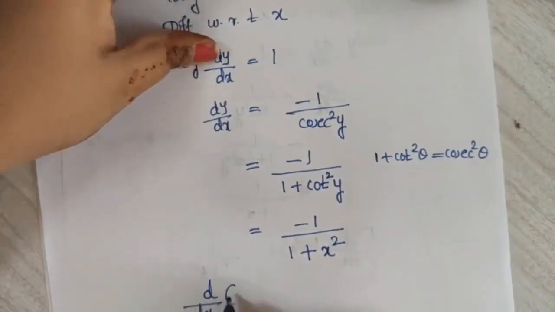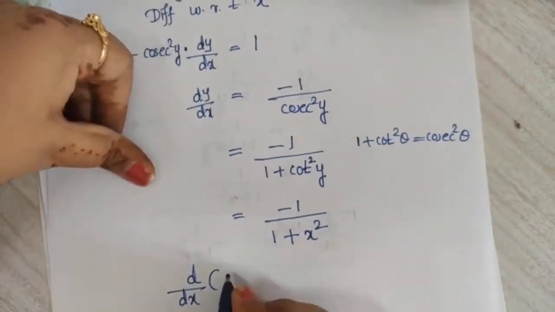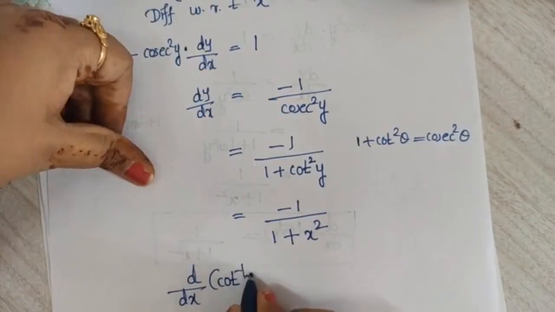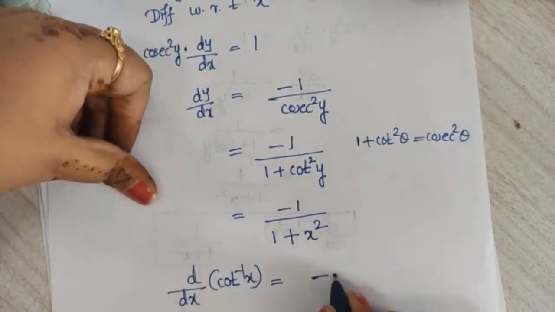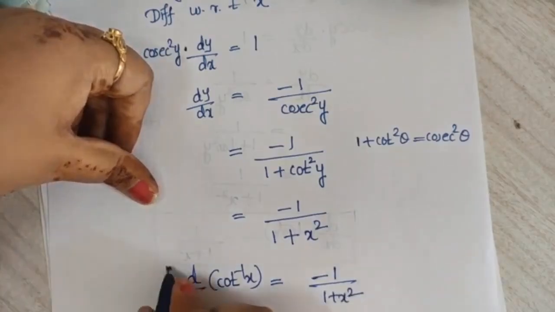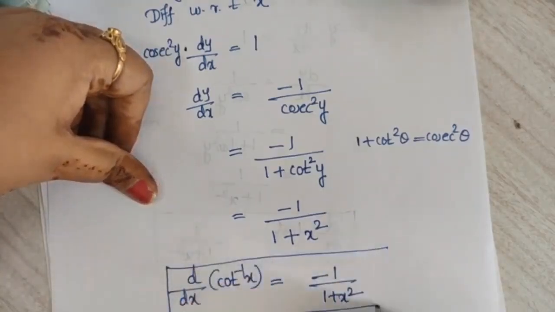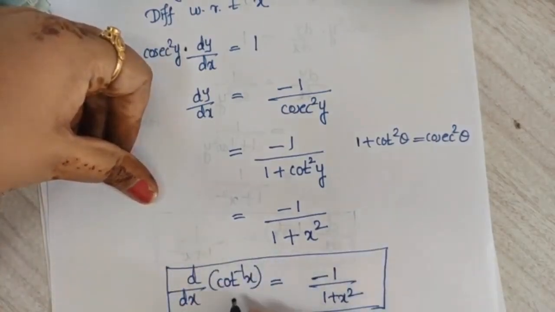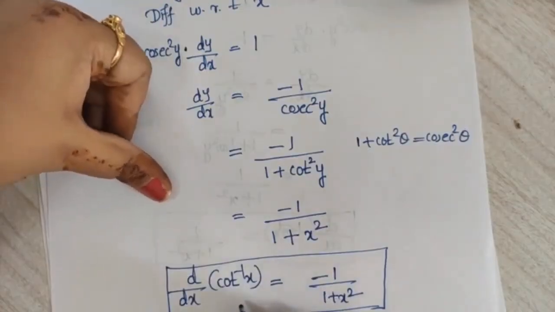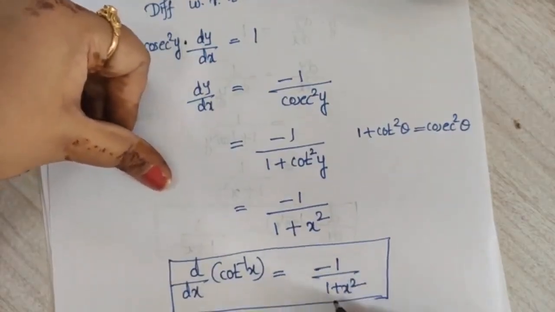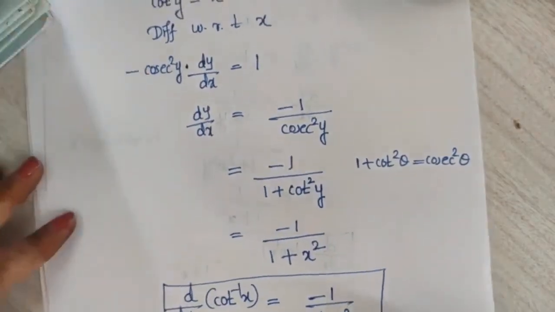So what we got here is the differentiation of cot inverse x with respect to x is minus 1 divided by 1 plus x square. This is the fourth formula you should remember. The derivative of cot inverse x with respect to x is minus 1 divided by 1 plus x square.